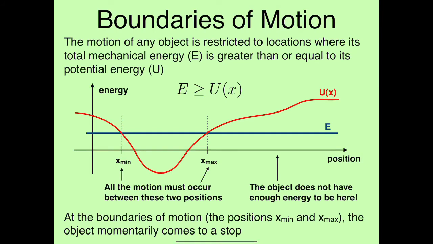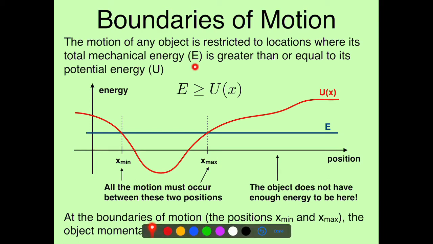Okay, so next, let's talk about boundaries of motion. What we mean by this is that sometimes an object is restricted to move in a certain region. So there's like an x minimum that it can't move past. There's an x maximum that it can't move past. It has to stay between those 2 points. And the reason is basically it doesn't have enough energy to be anywhere else but between those 2 points. So there's a way of calculating the boundaries of motion, and it basically goes like this. The motion of any object is restricted to locations where the total mechanical energy, E, is greater than or equal to its potential energy, U(x).